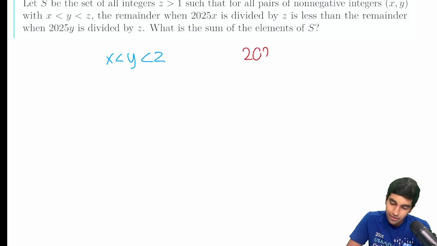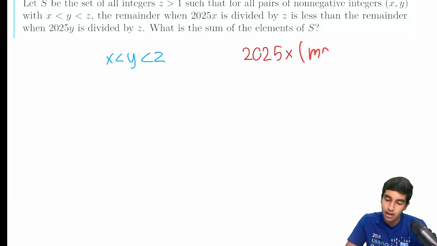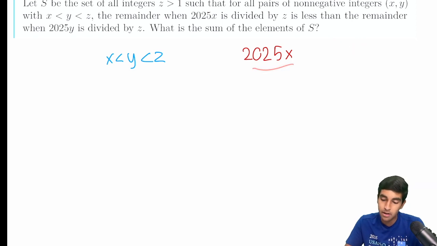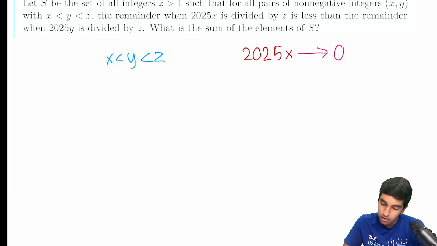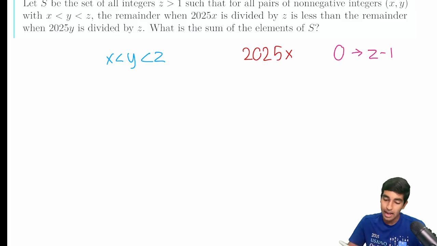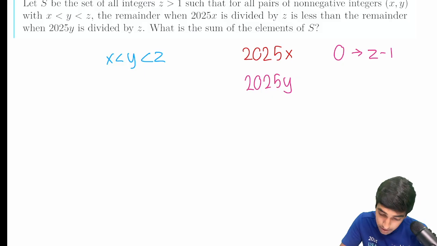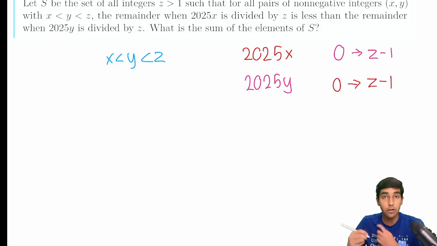So 2025x, imagine we take this and divide by z. The remainder is going to be some number from 0 to z minus 1, somewhere in this range. And same thing for 2025y. That's also going to be in this range from 0 to z minus 1. They're both going to have these remainders.